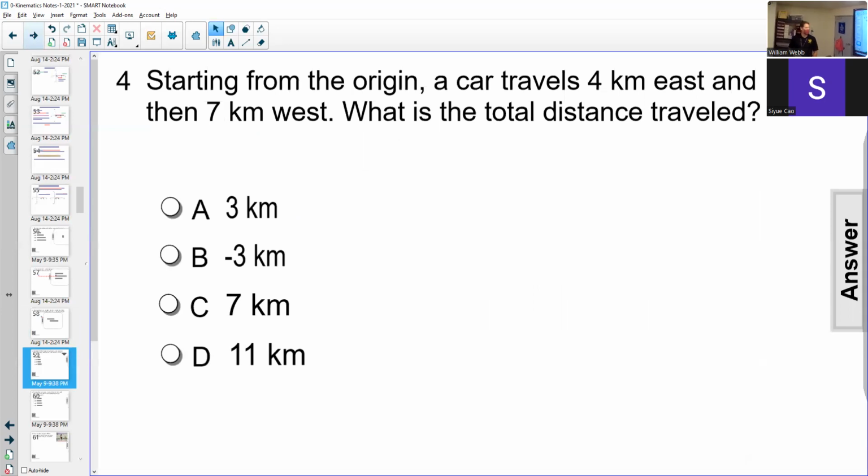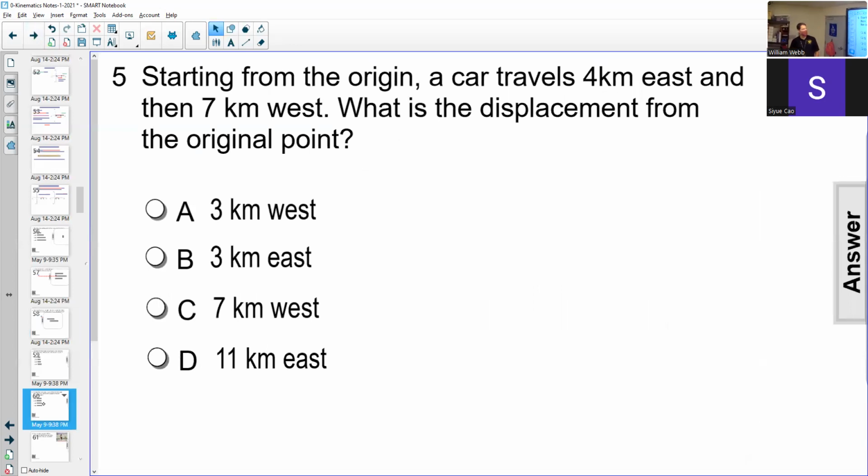Couple more. All right, raise your hand when you know. Starting from the origin, the car travels 4 kilometers east and 7 kilometers west. What's the total distance? Don't say it, just hold it in. Patrick? 11 kilometers is the distance. All right. Starting from the origin, the car travels 4 kilometers east and 7 kilometers west. What's the displacement?